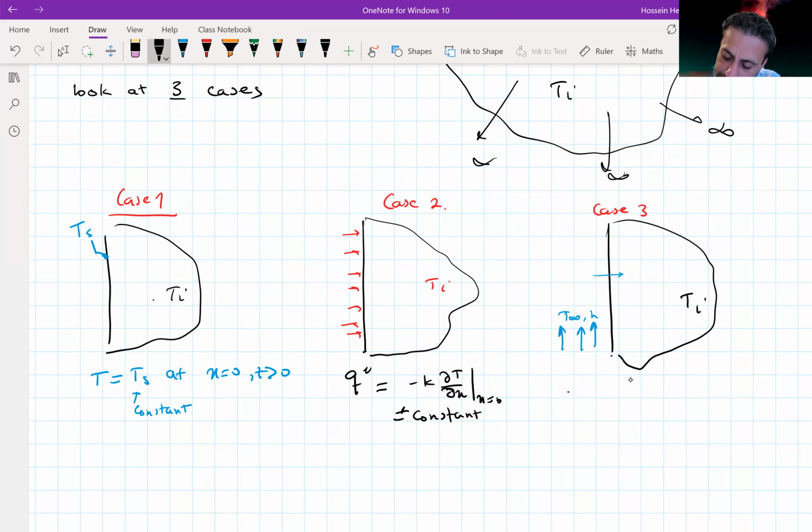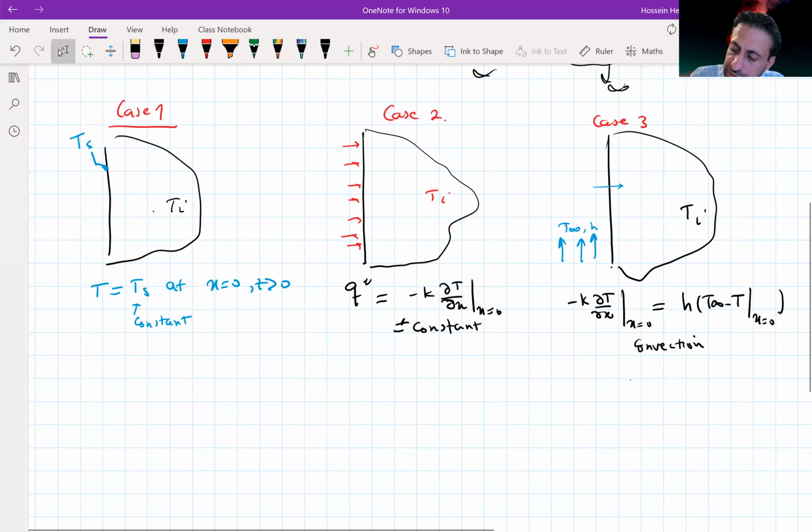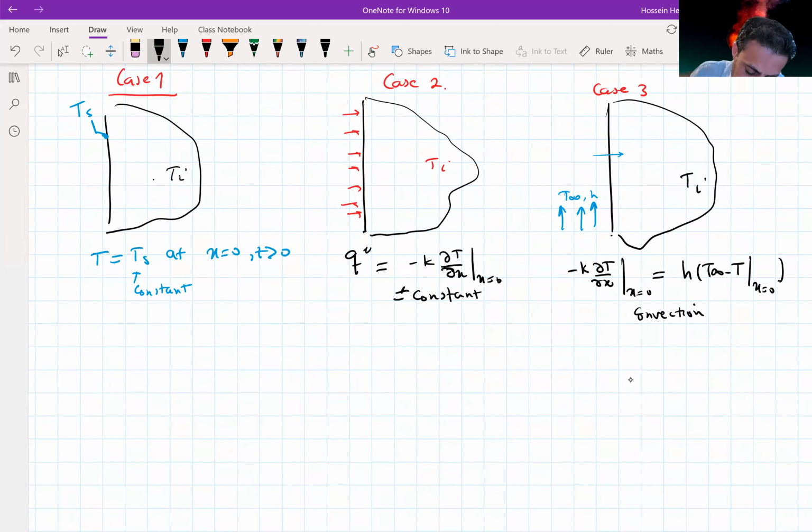So the condition here would be minus k dT/dx, that's the conduction, at x equal to 0, is going to be h times (T infinity minus T at the surface), at x equal to 0. So this is a convection, or convective, boundary condition. Now, if we look at the temperature profile in these three scenarios, we can qualitatively plot the temperature change inside the solid.